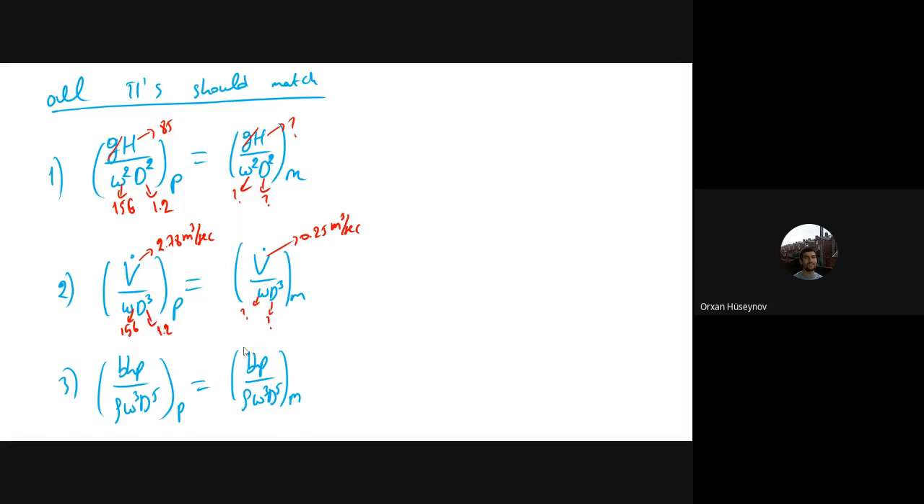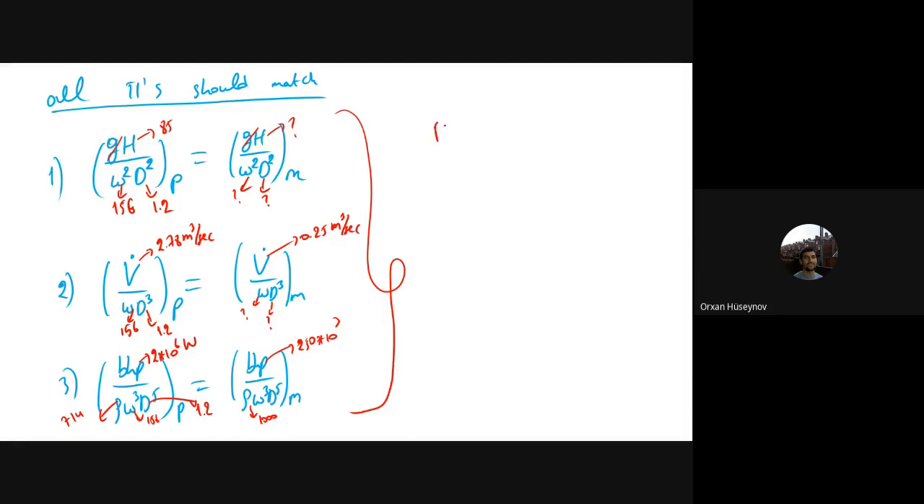And the BHP for the prototype is 2 times 10 to the power of 6 watts, and rho is 714, that is the rho value. Then you have the omega value, which is 156, and the diameter value is 1.2. The BHP for the model is 250 times 10 to the power of 3, and the rho value is 1000, and omega and diameter are unknown. By using these 3 equations, you can find the values of D and omega as well as H.